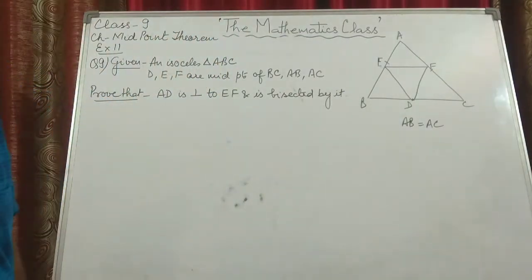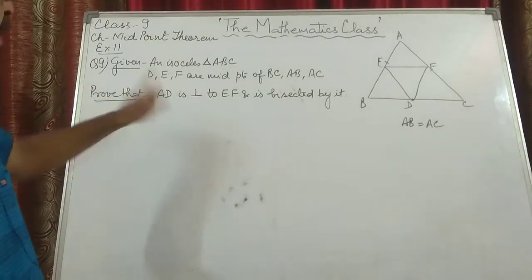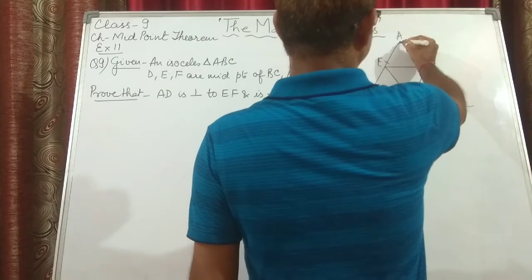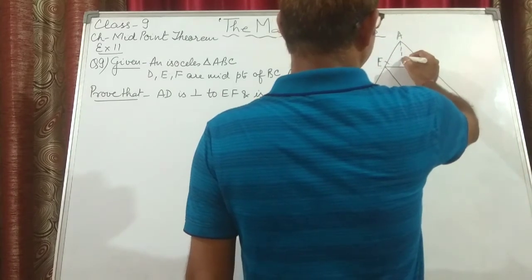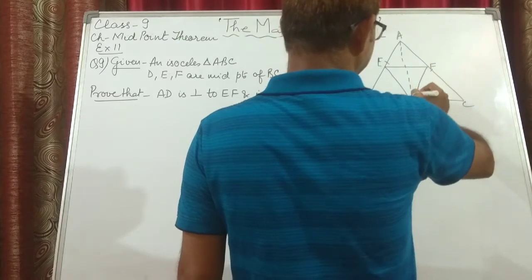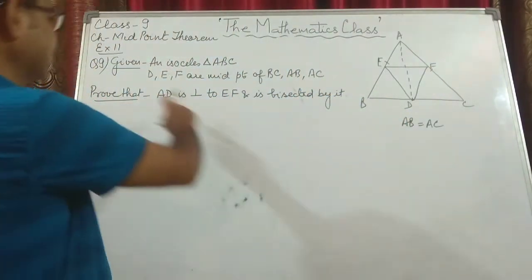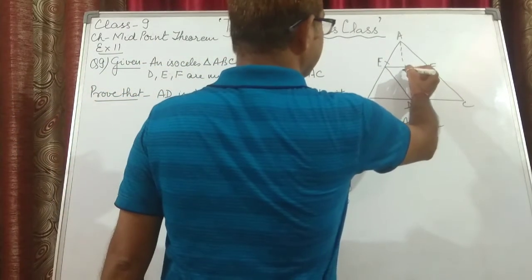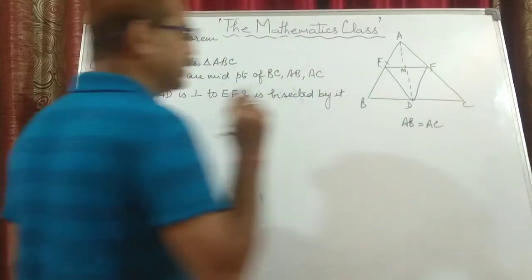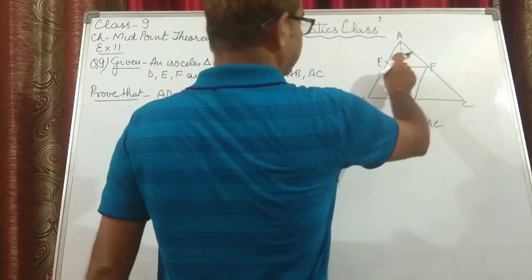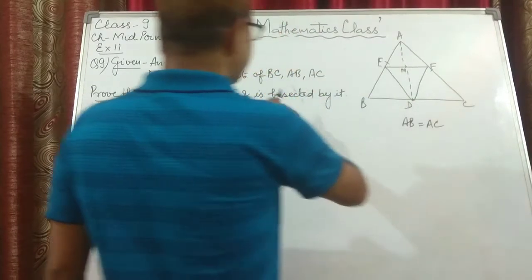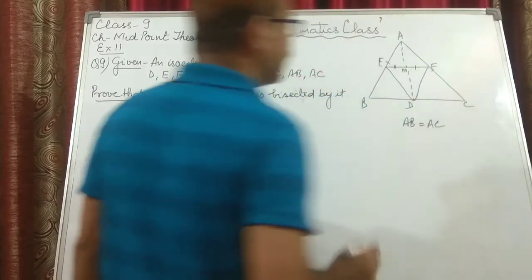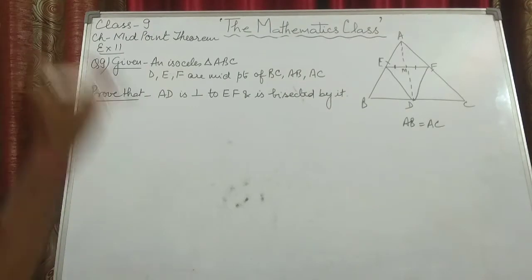Then they say we have to prove that AD. Now AD has come into play. So we will draw a line from A to D, something like this. We have to prove that AD is perpendicular to EF. Let us say this point is M. So at point M, AD is perpendicular to EF and is bisected by it. It means we have to prove that M is the midpoint of EF.